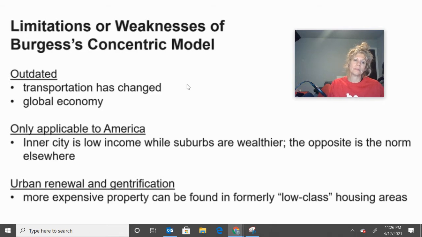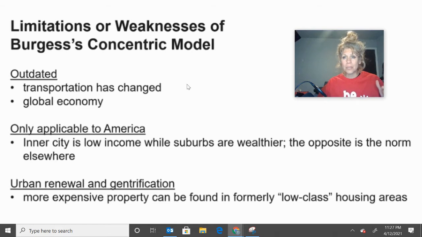And last is urban renewal and gentrification. We haven't talked about gentrification yet, but gentrification is where you see these really rundown areas and really even poverty-stricken areas in a city. People come in, like developers come in with a lot of money, and they rebuild these areas, and then they resell them at a very high price. And so these become very, very expensive properties.